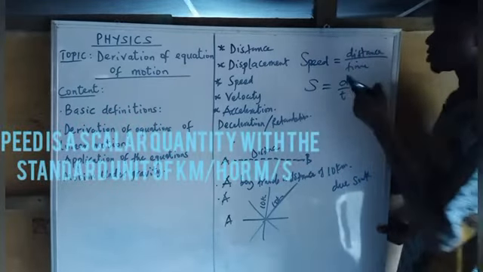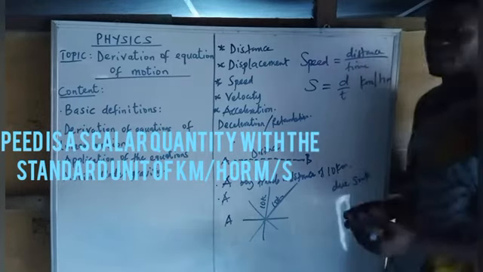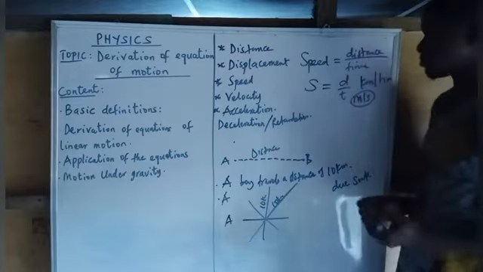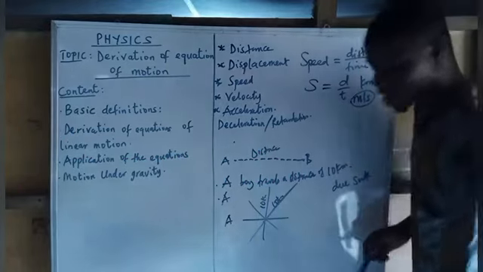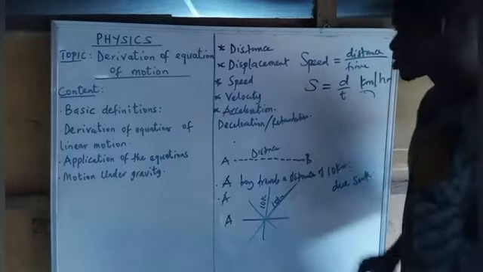The standard unit for speed should be kilometer per hour. But in most contexts, they still use meters per second. But the standard unit for speed is kilometer per hour, and it is also a scalar quantity.